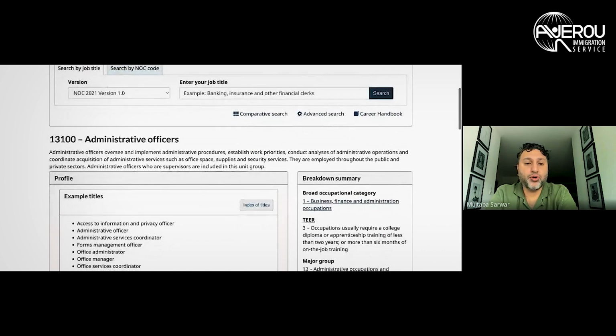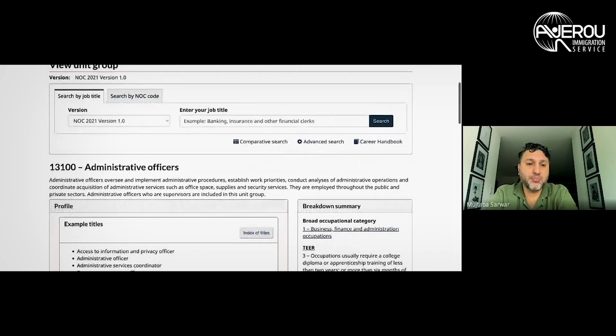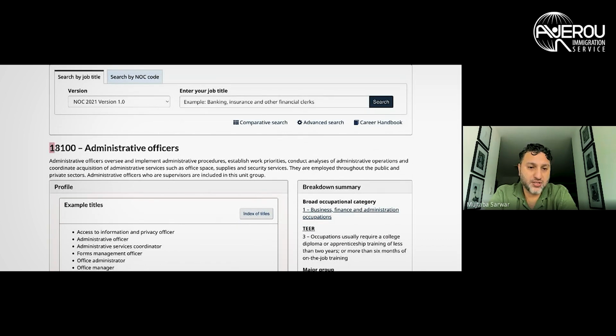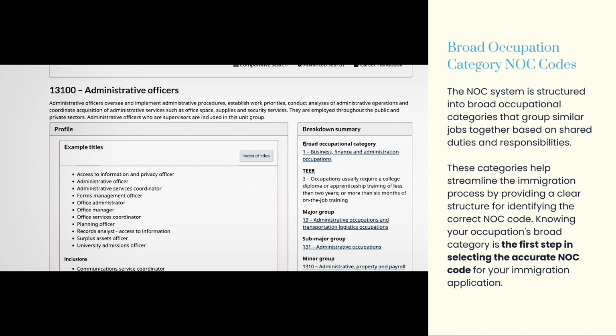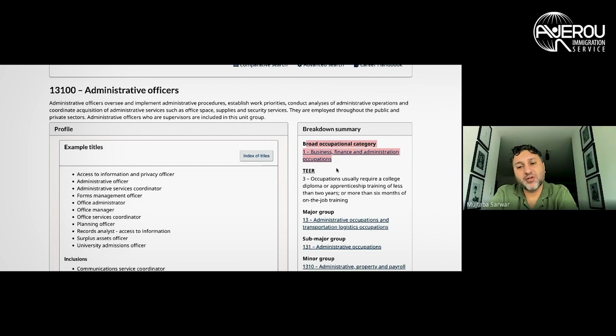So we want to show you what a typical NOC code looks like when you're looking for one. It has 5 digits. The first digit and the second digit are typically the most important things about a NOC code. The first digit tells you what broad occupational category this NOC is associated with. Here, the broad occupational category means business, finance, and administration occupations. So anytime you see a NOC code with a 1 in front, it means that it's related to business, finance, and administration. The second important number to note here is the 3.